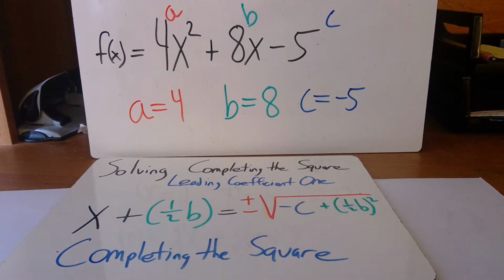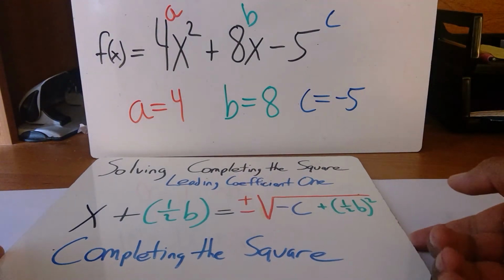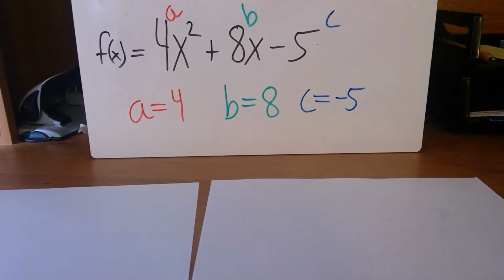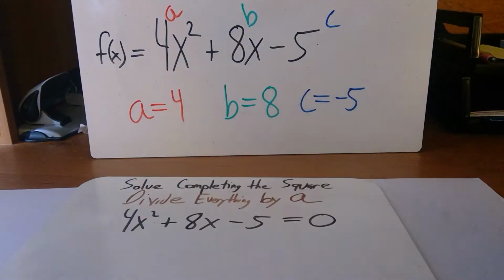This is completing the square so that you can solve in less than 30 seconds. We have x plus half of b, all we need is half of b, plus or minus the square root of -c plus half of b squared. We need that leading coefficient to be 1. Time to divide. Let's divide.